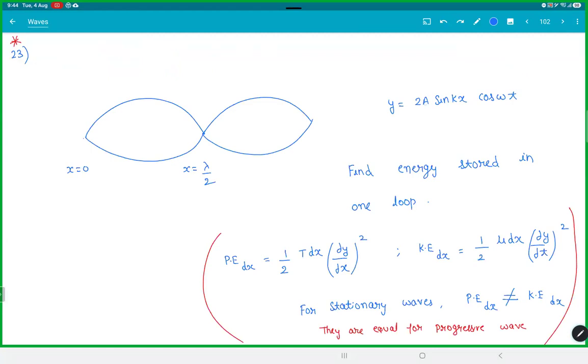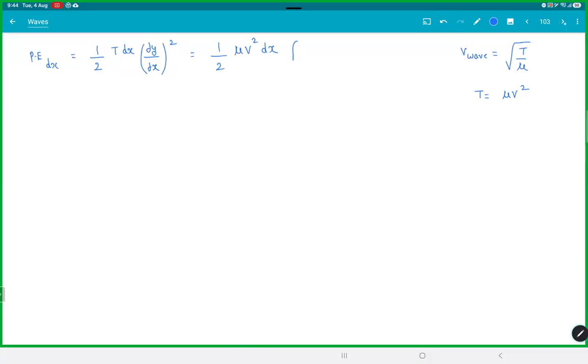When you do dou y by dou x, you're differentiating with x, so time is constant. So k comes out. You end up with 2ak, sin kx becomes cos kx. You don't mess with omega t because that depends on time, so that remains the same. Cos square, that was the function there. And we also know v is equal to omega by k. So omega is vk. If I substitute that, you end up with 2 mu a square omega square, which looks like what we did before, cos square kx cos square omega t.